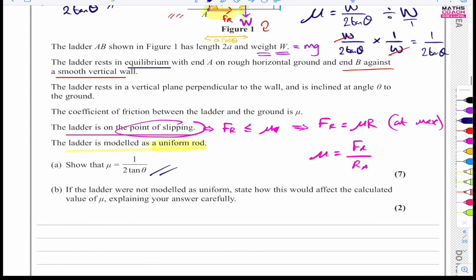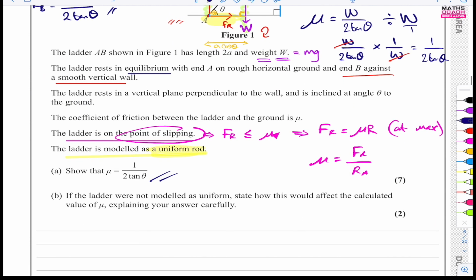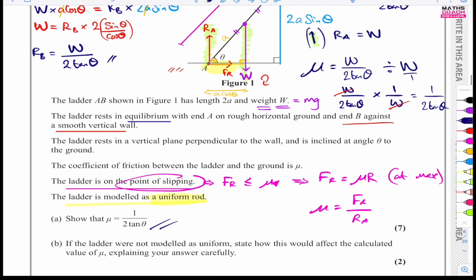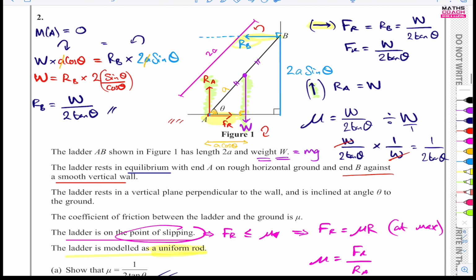If the ladder were not modeled as uniform, state how this would affect the calculated value of mu. Explain your answer carefully. Right, so if the ladder was not uniform, it will affect the position of the center of mass, correct? The center of mass could be higher or it could be lower down. Regardless of where it is on our ladder, the size of the W won't change.